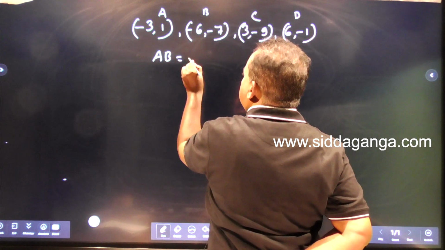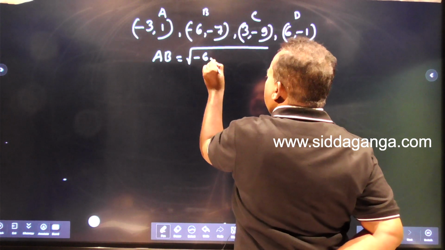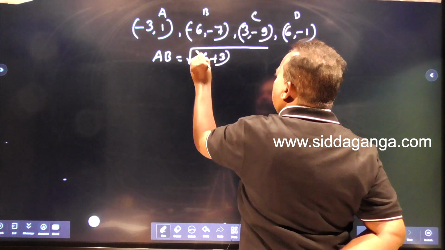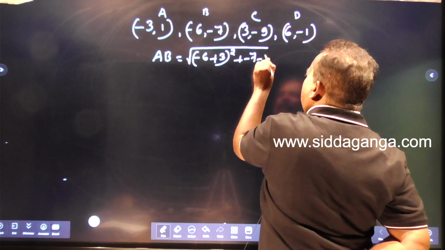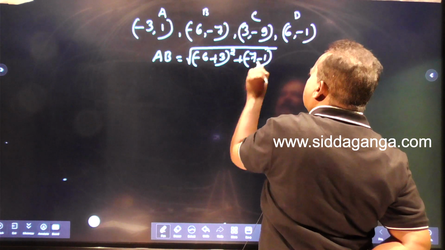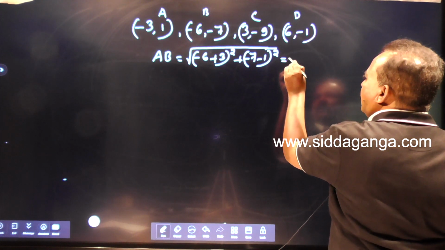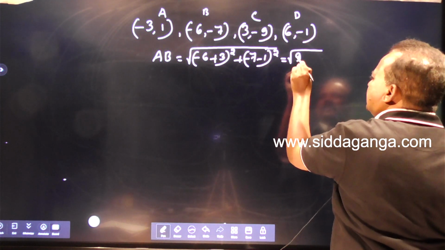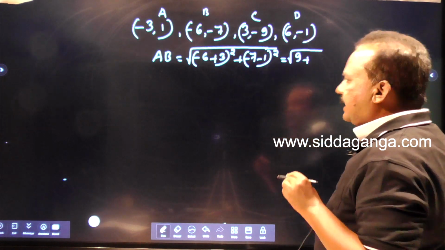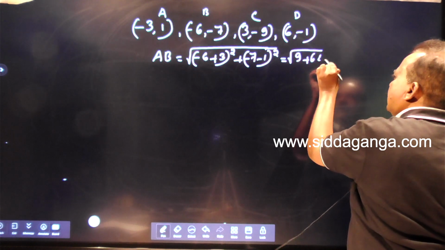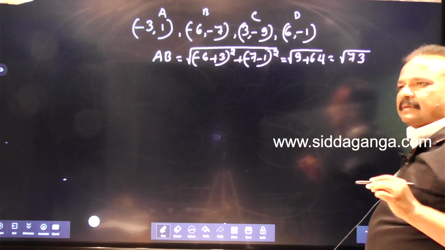x2 minus x1, minus 6 minus of minus 3, whole square, plus minus 7 minus 1, whole square. Yes, 3 square is 9. 8 square is 64. 64 plus 9 becomes 73. This is AB.